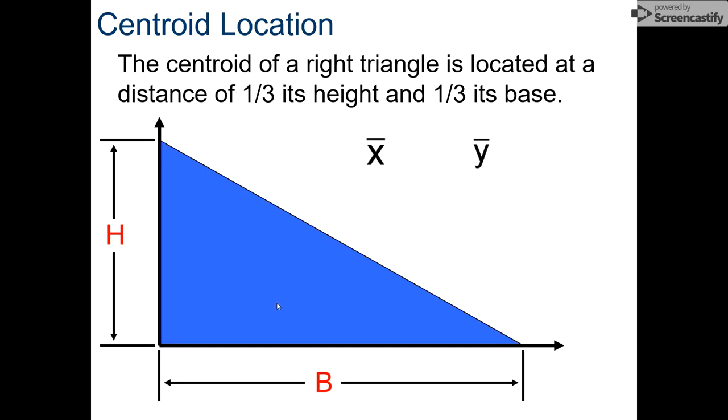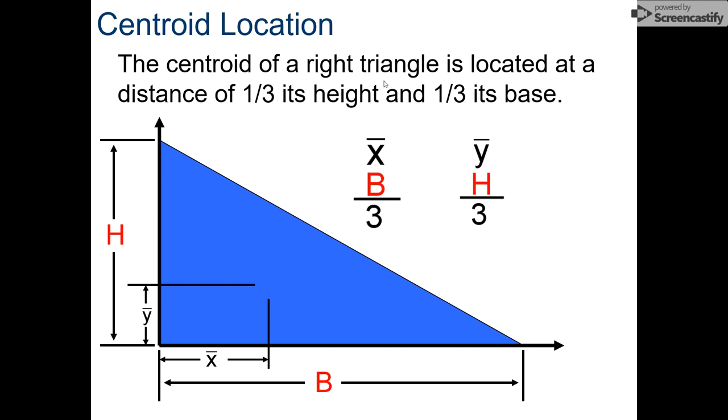For a right triangle, the centroid is located at a distance of 1/3 of its base and 1/3 of its height. So the x location is 1/3 of the base, and its y location is 1/3 of the height. So base divided by 3, height divided by 3. The most important thing to remember on this triangle is that the location is always based off of where the right angle is. And the centroid for a triangle only works when you're talking about a right triangle. That is key. You need to remember that when we're doing our calculations.